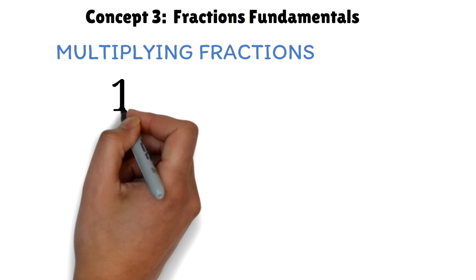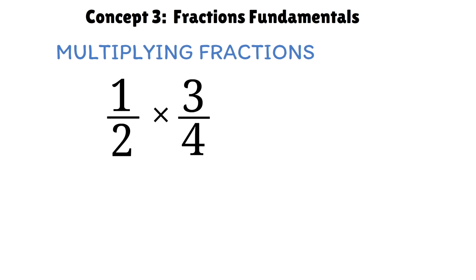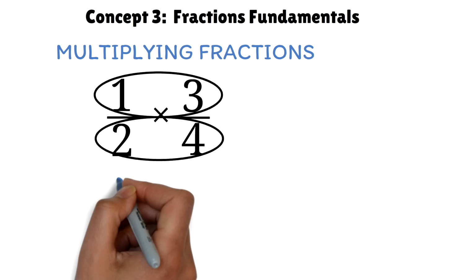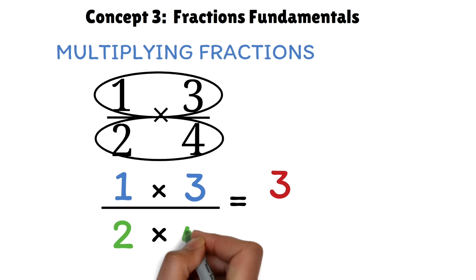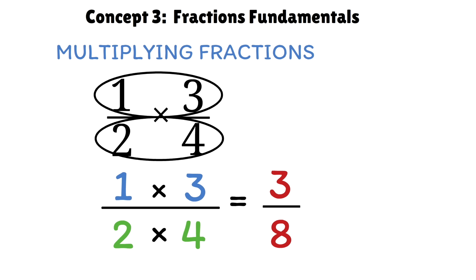Now, let's talk about multiplying fractions. 1 over 2 by 3 over 4. When multiplying fractions, all you have to do is multiply the numerators together. Then you multiply the denominators together. So 1 times 3 is 3, and 2 times 4 is 8. So the answer is 3 over 8.